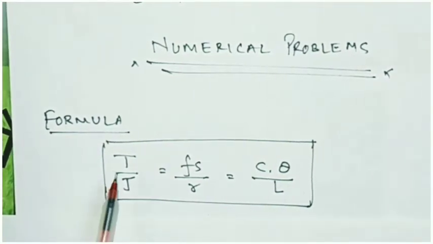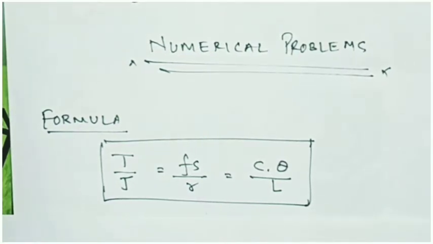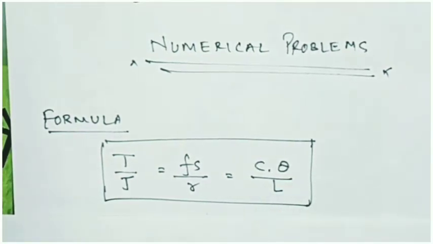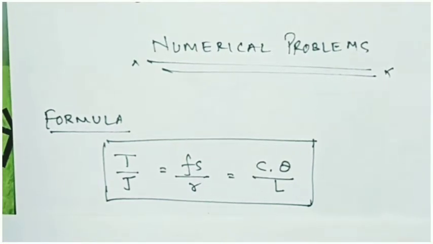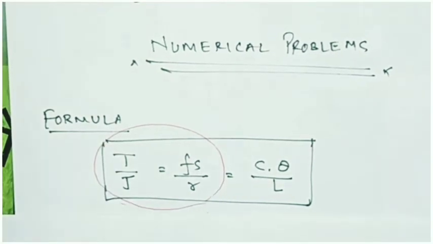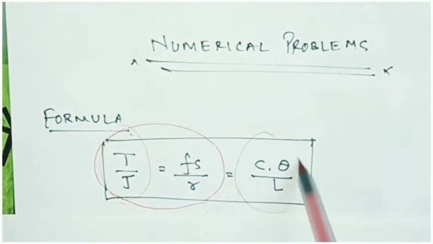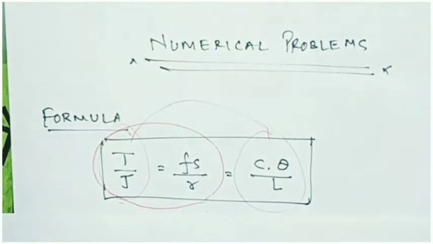Here T is the twisting moment, J is the polar moment of inertia, Fs is the shear stress, R is the radius, C is the modulus of rigidity, theta is the angle of twist, and L is the length of the shaft. So when we take these two, it will become the strength of the shaft, and when we take these two along with these two, it will become the stiffness of the shaft.